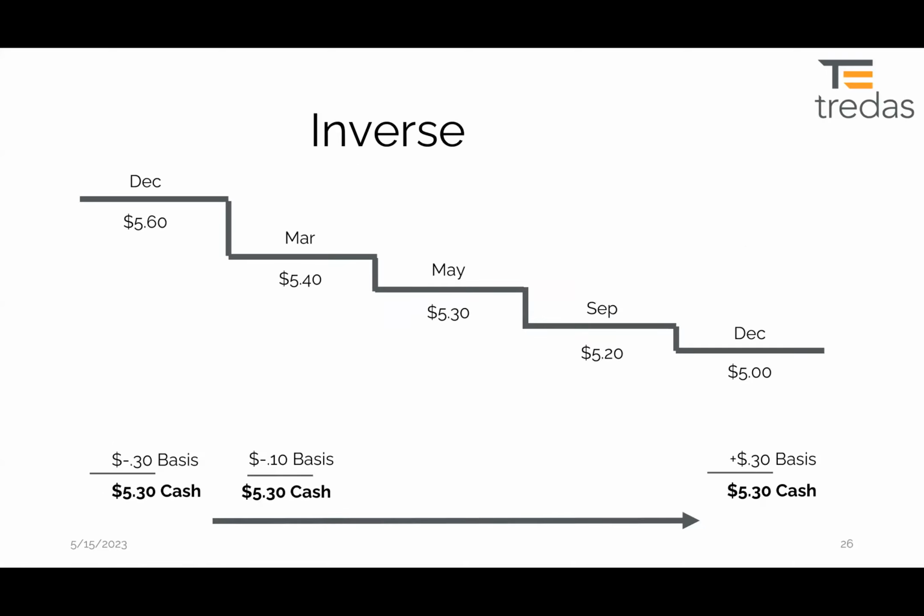The opposite of a carry market would be an inverted market. So in this example, we have a 560 December futures. In every futures month after that, we actually have a lower market all the way to the next new crop market. And you'll see this in years where you have tight carryouts. So what the market's telling us in this situation is that we want your grain sooner than later.